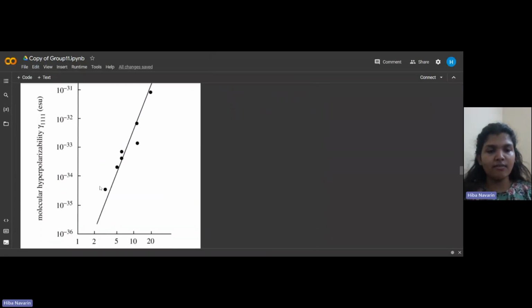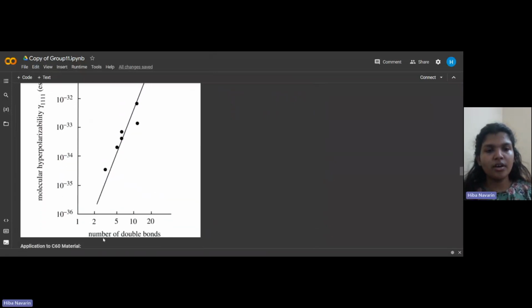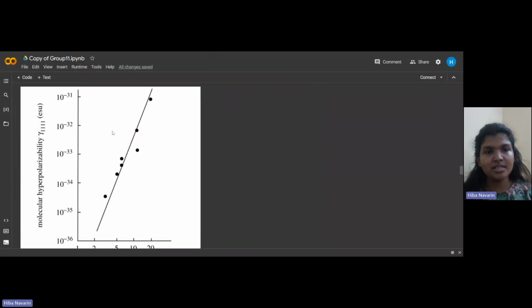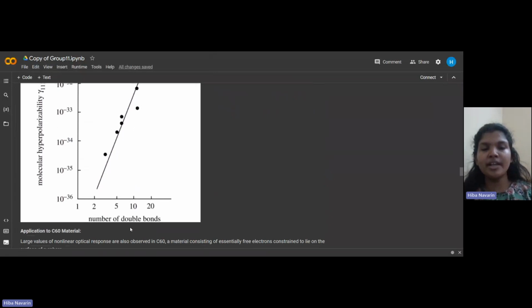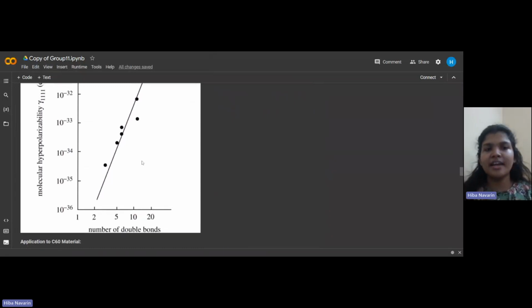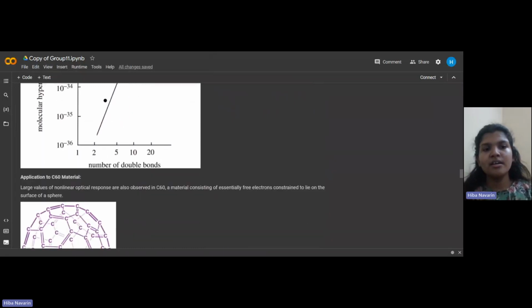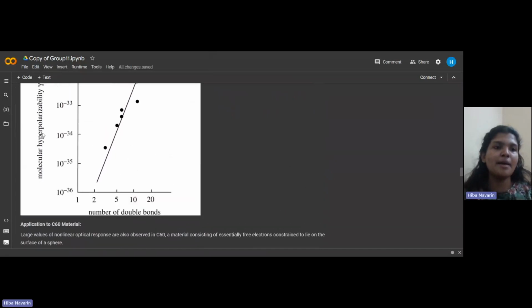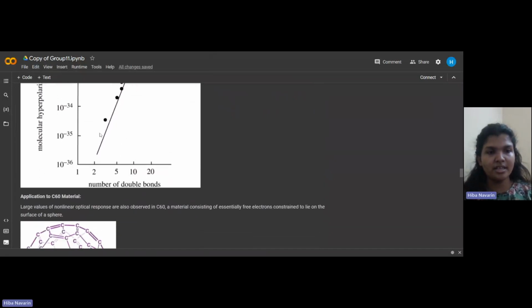So here we can see in the graph that as the number of double bonds increases, the molecular hyperpolarizability also increases. As the number of double bonds increases, so does the delocalization, that is, the electrons are more free to move around, and the length of the chain would also be higher. Hence the molecular hyperpolarizability is also increasing.